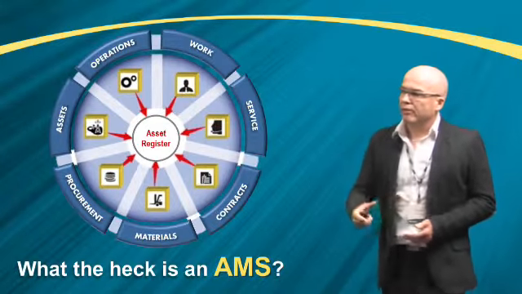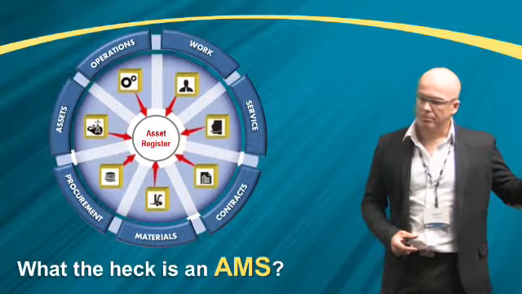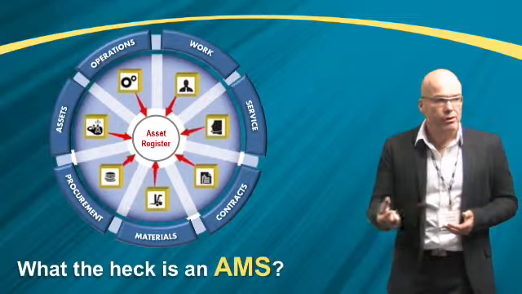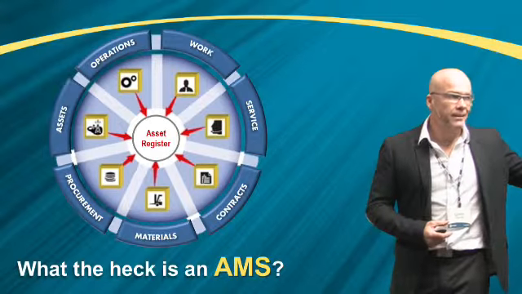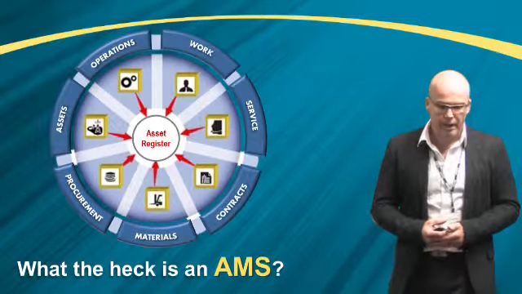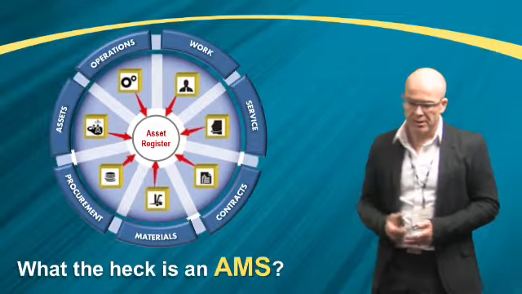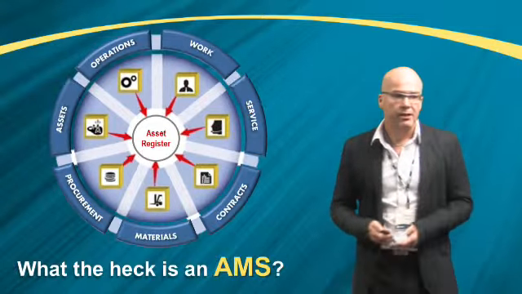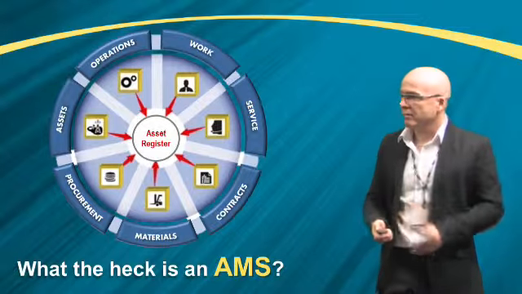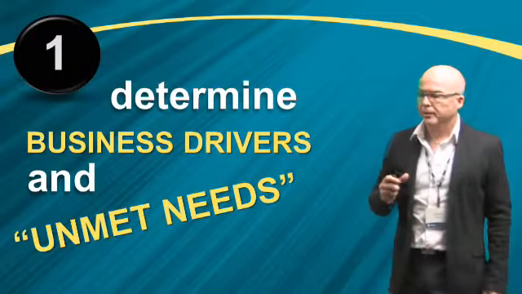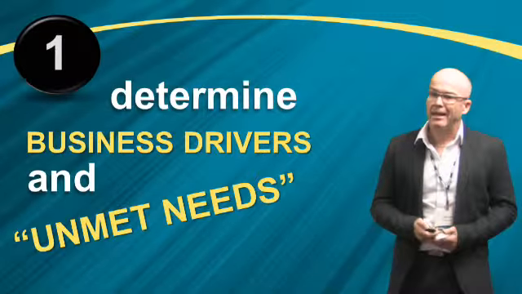To achieve this, therefore, an asset management system provides systematic processes and practices and tools and data around maintaining the asset register, and we've heard some stuff about that, work order management, service requests or incidents, materials, procurements, and the likes. Now, this will all be a little clearer as we move through. So the 5-step process. Step 1, determine the business drivers and unmet needs.